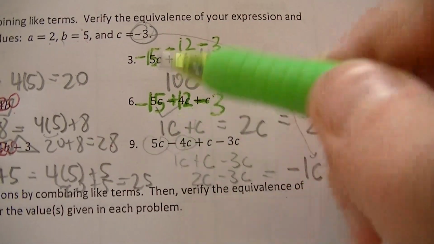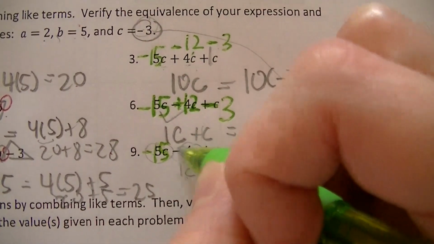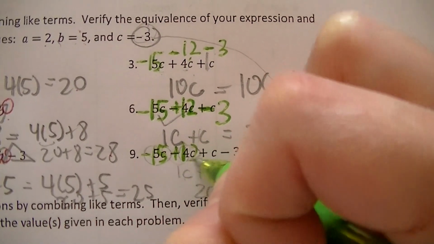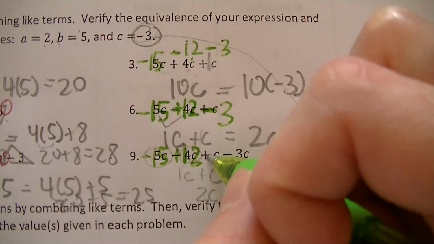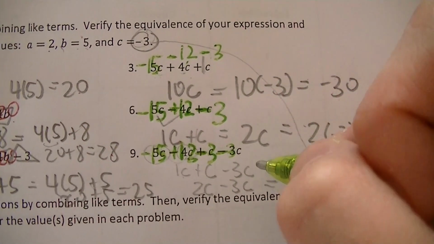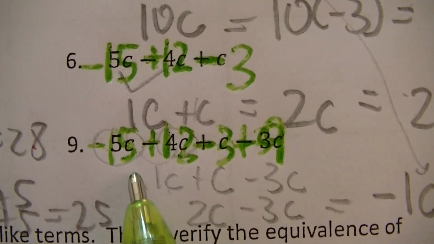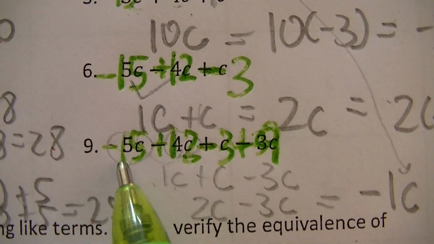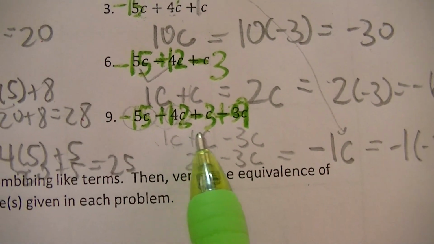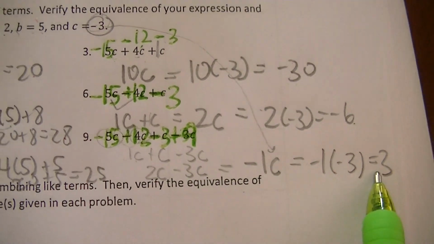Okay, this negative 3 goes right here, so 5 times a negative 3 is negative 15. And then a negative 4, or minus 4 times a negative 3. Negative 4 times negative 3 is a positive 12. Plus c, so c was negative 3, so plus a negative 3. Minus 3 times a negative 3 is a positive 9. Okay, so I have negative 15 plus 12, that's negative 3. Negative 3 minus 3 is negative 6. Negative 6 plus 9 is 3, which is what we got.